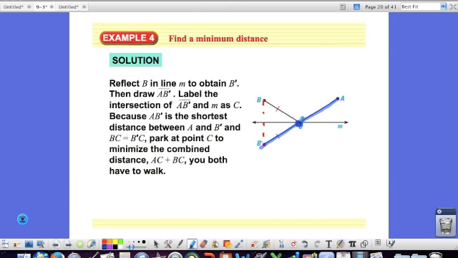This is the shortest distance from A to B. And BC is going to be the same. B prime C is going to be the same as BC. So point C, so basically where these two lines would intersect, is going to be the shortest point.